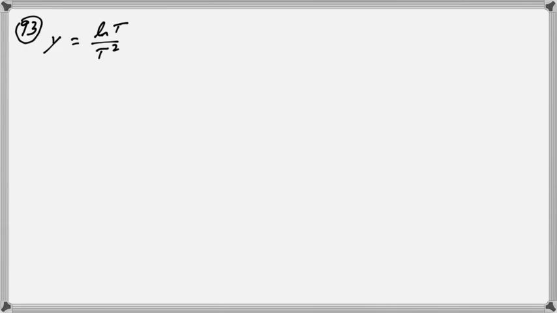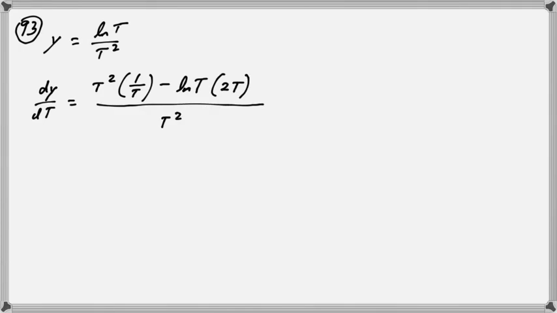Okay, after 89, I was asked 93. 93 is another quotient, so we're going to do another quotient rule. dy dt in this case. The bottom times the derivative of the top, which is u prime over u, minus the top times the derivative of the bottom all over the bottom squared. Again, it's a quotient rule. U over v becomes v u prime minus u v prime all over v squared.